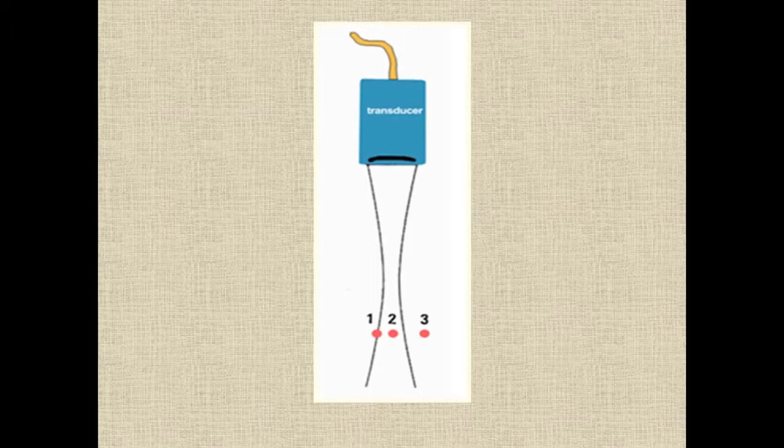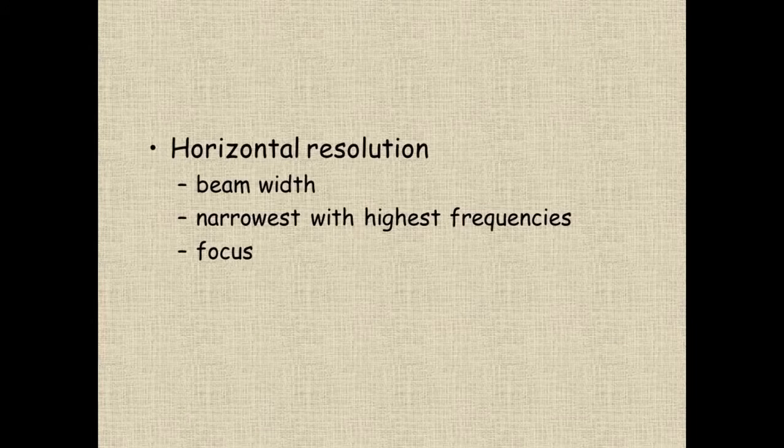Looking at this diagram, you can see that if the focal point of this beam were moved down to coincide with the depth of the structures of interest at 1, 2 and 3, we would get better resolution than as is currently shown, where they've got a wider part of the beam at their depth. So horizontal resolution is related to beam width, which is narrower with higher frequencies and narrowest at the focal point of the ultrasonic beam.